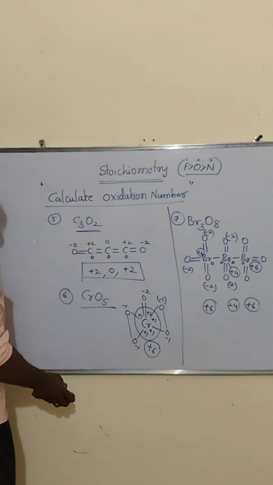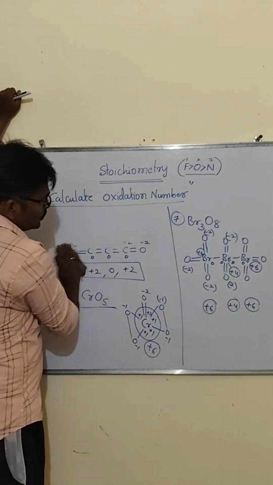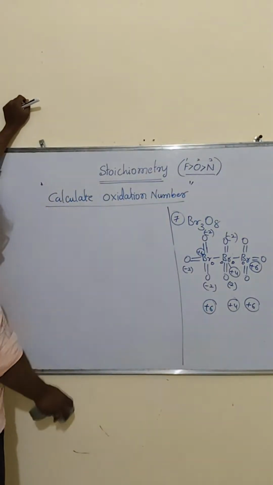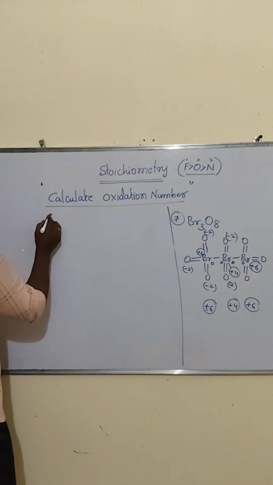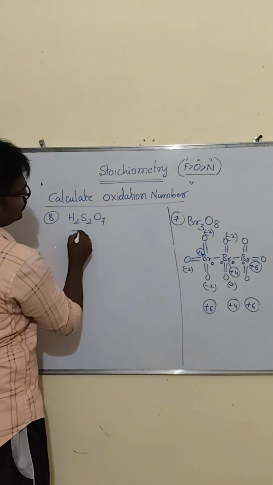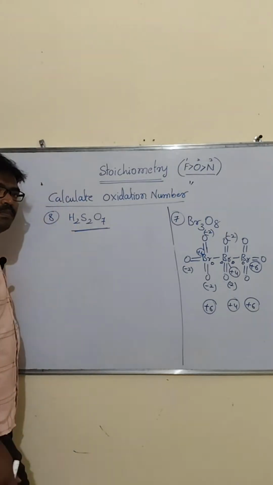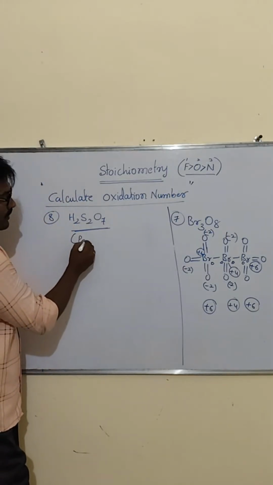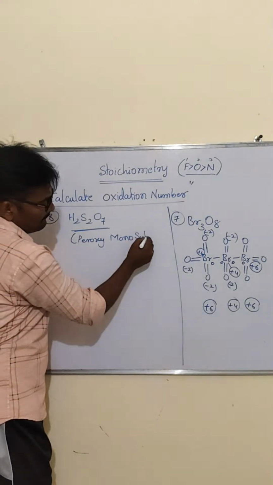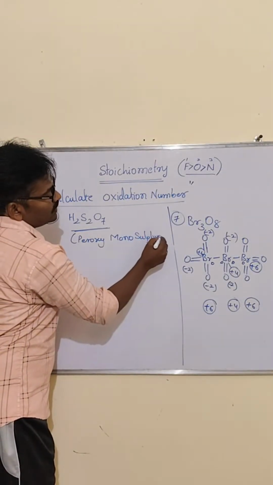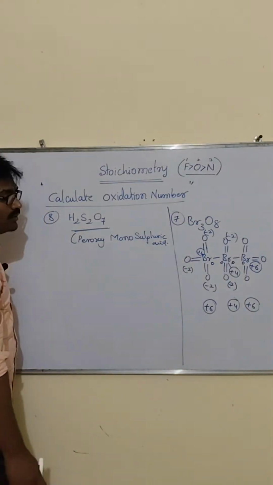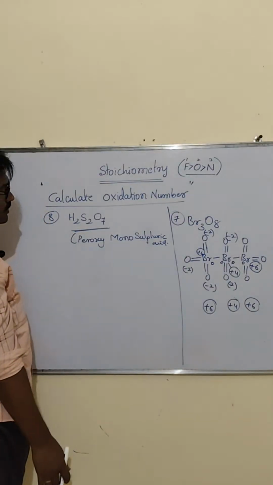Then one more molecule, peroxymonosulfuric acid, H2SO7 we call. Oleum. This is oleum, H2S2O7. Eighth one. H2S2O7. Peroxymonosulfuric acid we call. Sulfuric acid if you take, the original structure of peroxy mono H2S2O7.